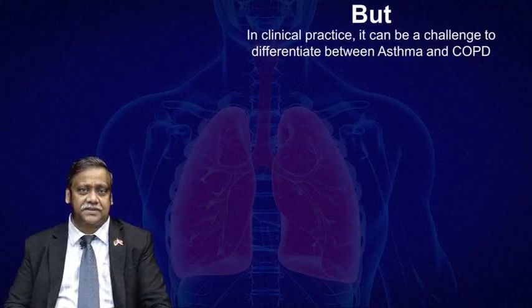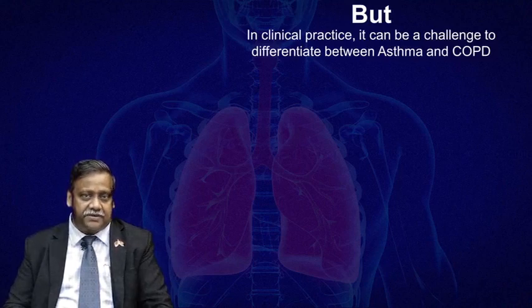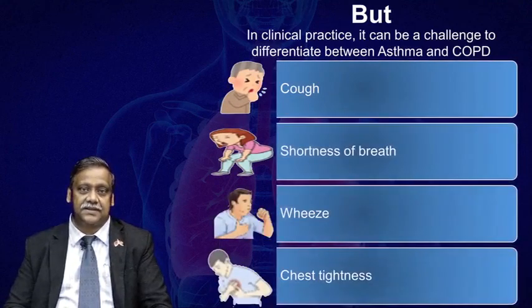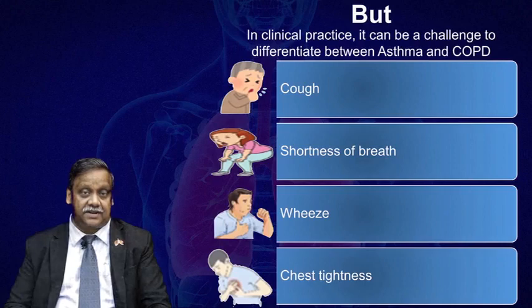So in clinical practice, you know that asthma and COPD are very different diseases. But when the patient comes to you, they come with the same symptoms of cough, shortness of breath, wheeze and chest tightness. And here it may be a challenge to diagnose whether this is asthma or COPD. It may be difficult at times to differentiate between these two very common conditions that we see in clinical practice. So what I'm going to share with you is a thought process that I have that you may use to differentiate between asthma and COPD and make a diagnosis a little more confidently than what you could before.